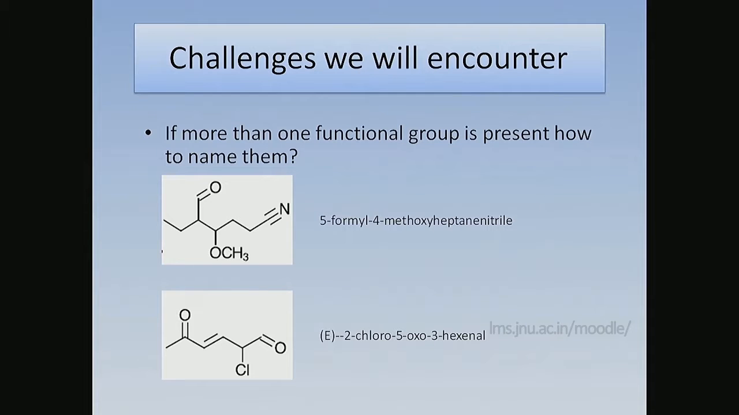So if we name it, the lowest number rule says, let us start from this end. 1, 2, 3, 4, 5, 6. So a 6 carbon unit, hexenal. In the 5th carbon we have the oxo group. In the 2nd carbon we have the chloro. So alphabetically chloro followed by oxo. So 2-chloro, 5-oxo, hexenal.